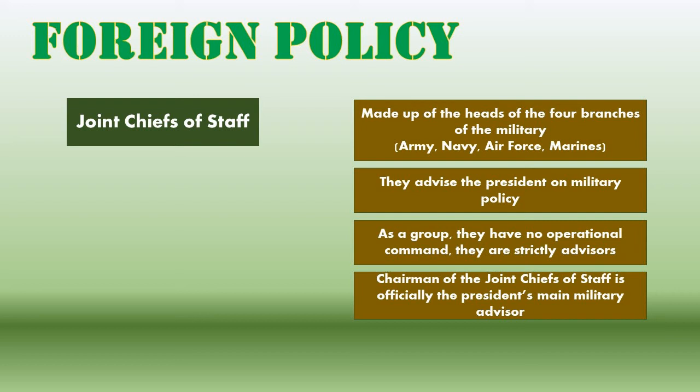The chairman of the Joint Chiefs of Staff, this is the person at the top of the Joint Chiefs of Staff, is the president's main military advisor. So when the president's making foreign policy decisions, they have the Secretary of Defense, who's supposed to be a civilian, and the chairman of the Joint Chiefs of Staff, who is active military, and those are helping the president come to the best decision.